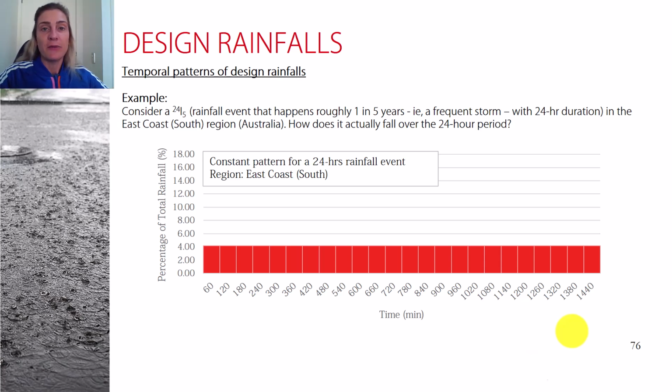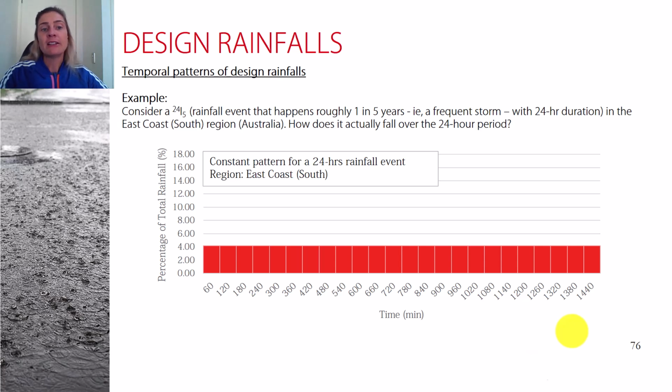In part 5, we looked at the use of area reduction factors to find an average value of a design rainfall for a large catchment. In this presentation, we're going to be looking at the temporal patterns of design rainfalls.